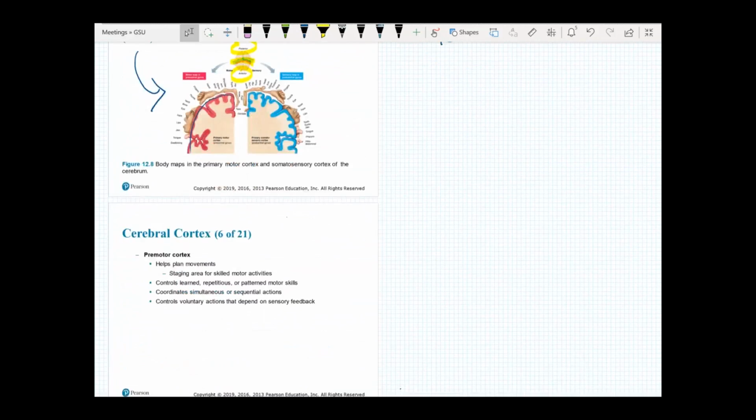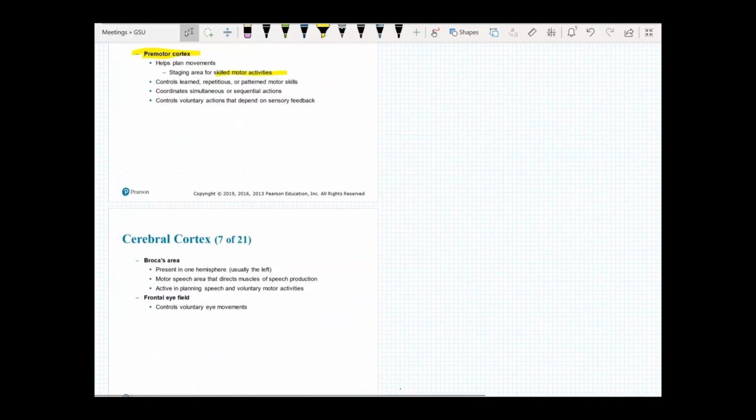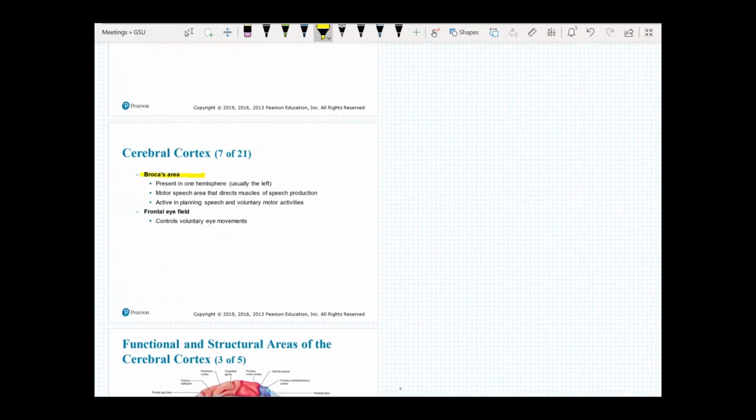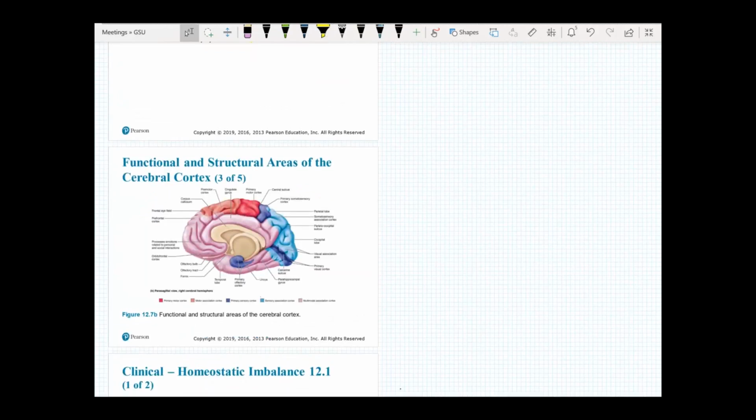Okay, so there's also a premotor cortex, like we said, that lies in front of the primary motor cortex, and really it helps with skilled motor activities. So repetitious activities, patterning activities, simultaneous activities. It essentially is coordinating activities. We also said that there was Broca's area, so would be our speech production. This is where we are actually talking. We're moving the muscles of our mouth. And then, as we said, there was also going to be the frontal eye field that controls our voluntary eye movement.